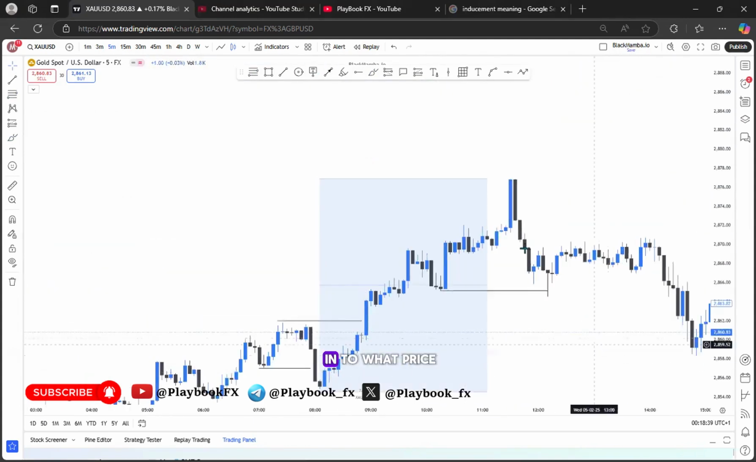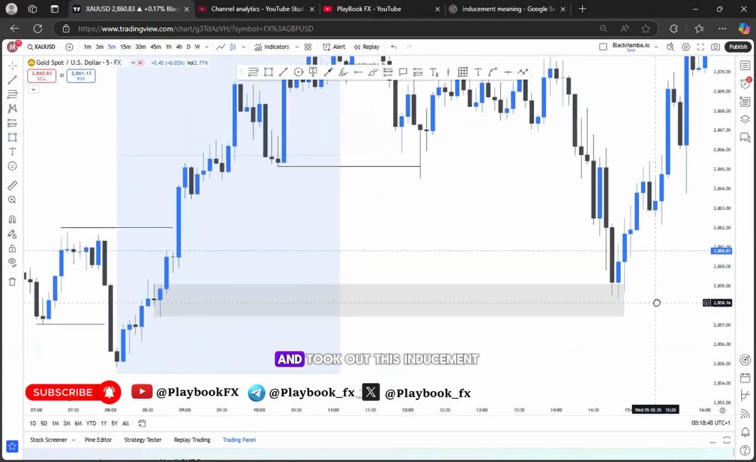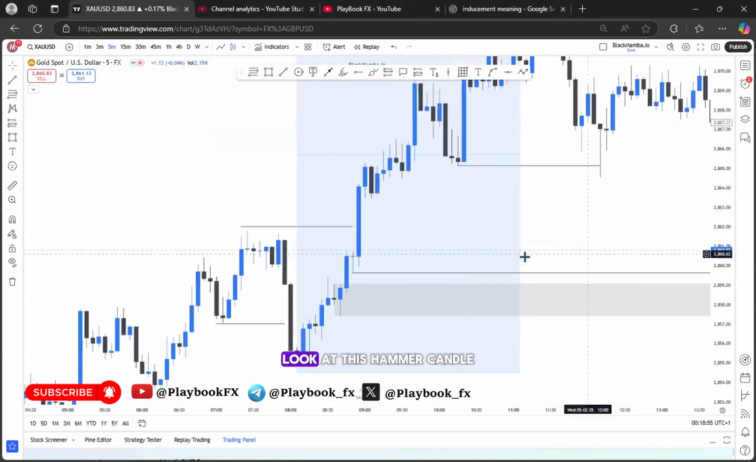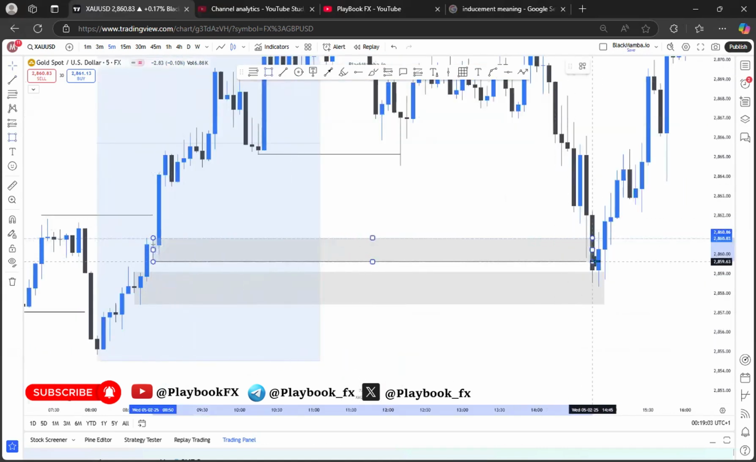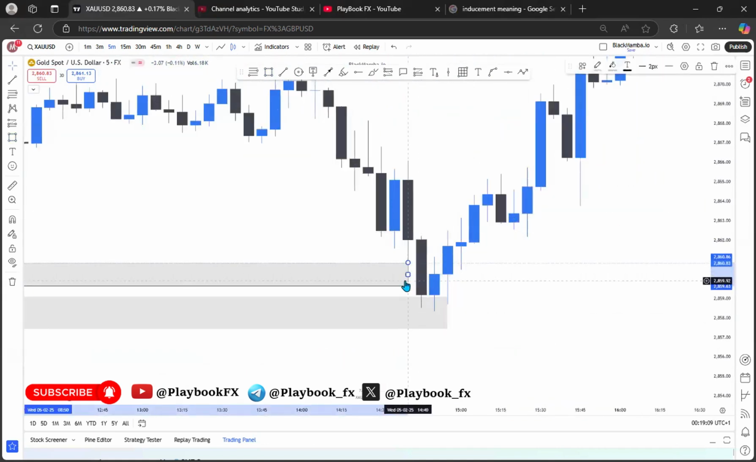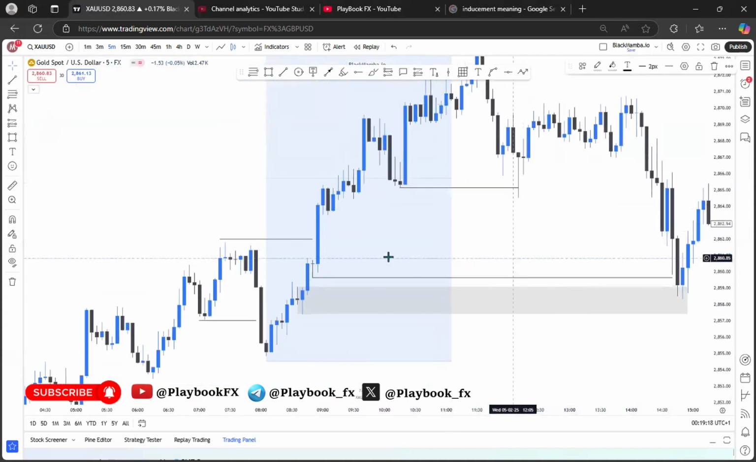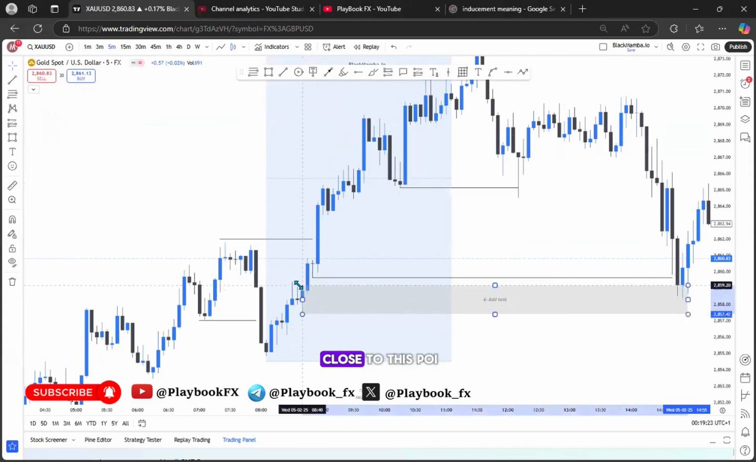Now if I zoom in to what price came for here, price came to this zone here and took out this inducement. Look at this hammer candle. SMC traders will be taking position from here, and if you look closely, price came to this level. There was a little bit of reaction for price to get out and then start buying. This is a very clean example of an inducement. It's very close to this POI here.